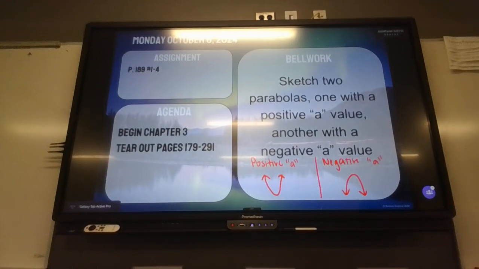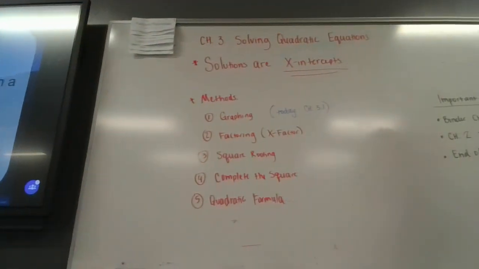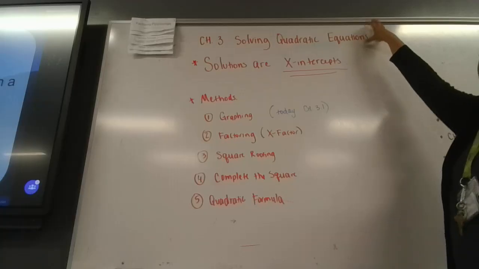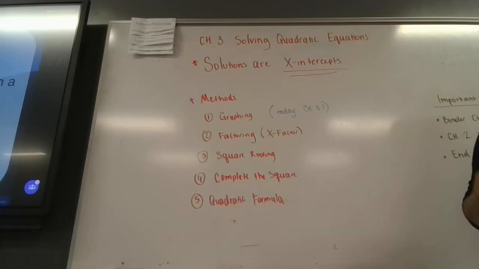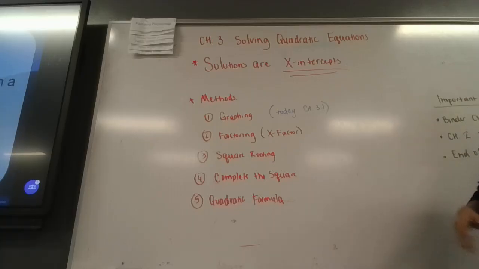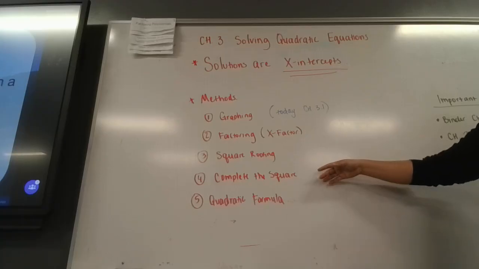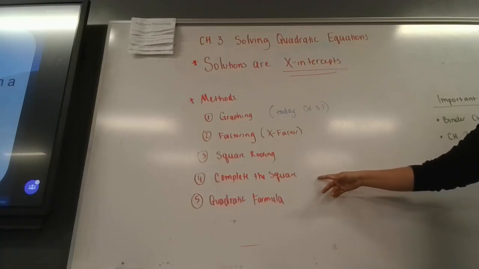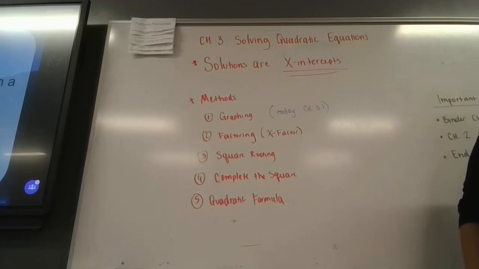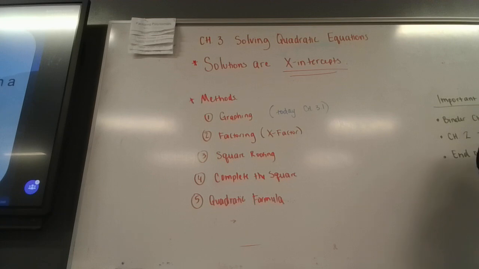So let me explain chapter 3. This is a short summary of our mission in chapter 3. Chapter 3 is solving quadratic equations. Chapter 2 was graphing and then writing quadratic equations, and some of this will be a little bit easier than that one. Number 4 will not be. Number 4, completing the square, will be one of the trickier things we do. And then the quadratic formula can be tricky depending on how well you use your calculator.